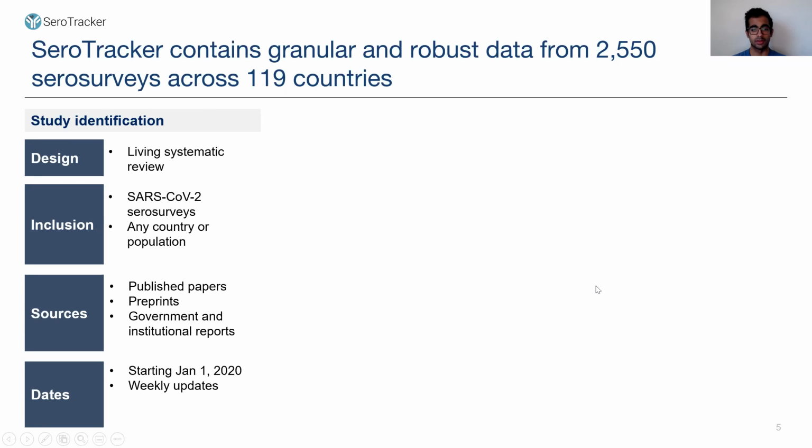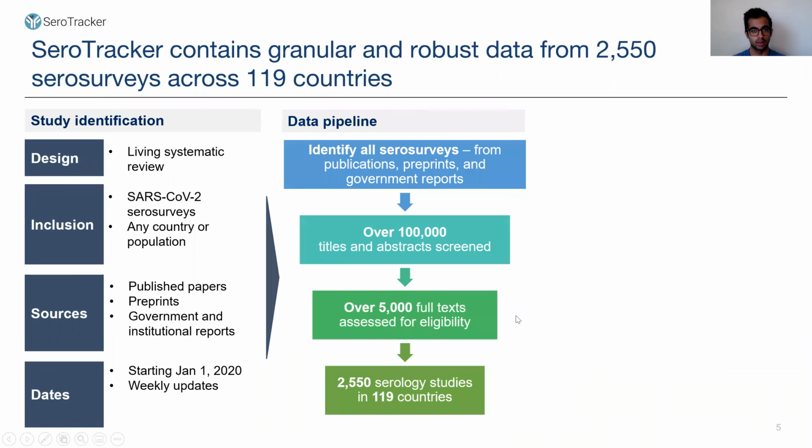And so we kicked off what is essentially a massive living systematic review of SARS-CoV-2 serosurveys, which we include across countries, populations, languages, across published papers, preprints, and government reports, from January 1st, 2020 through to today, updating our search each week. In our data pipeline, we identify these serosurveys and screen them as you would in a traditional systematic review, and that's yielded so far something like 2,500 seroprevalence studies done in the pandemic to date across nearly 120 countries.